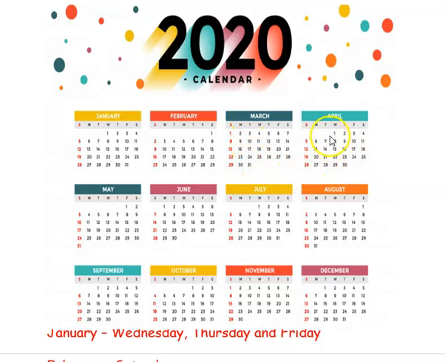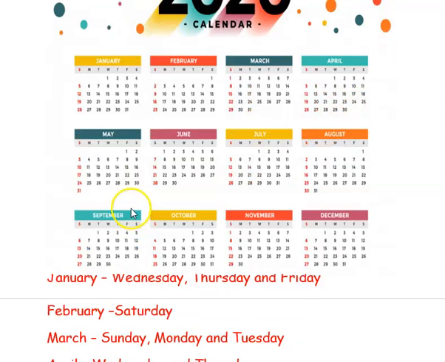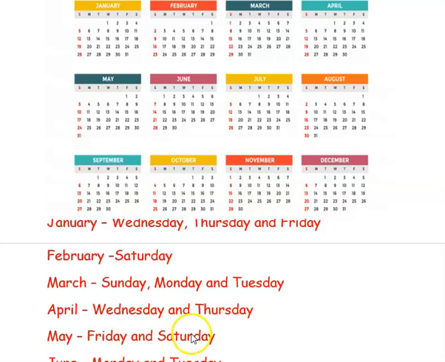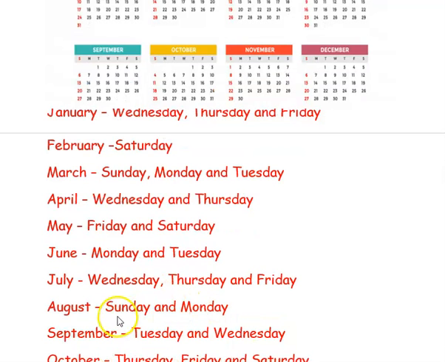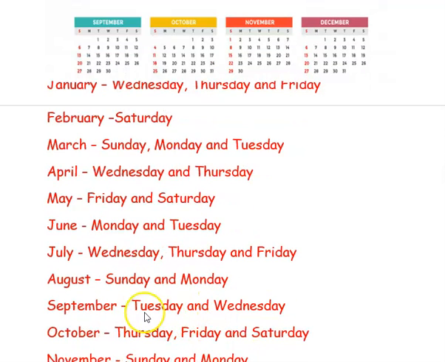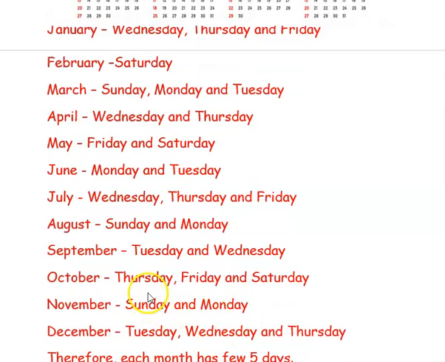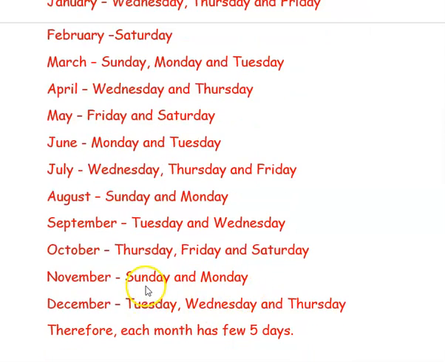Then for the month of April you have Wednesday and Thursday 5 times. In the same way, May has Friday and Saturday, June has Monday and Tuesday, July has Wednesday, Thursday and Friday repeated 5 times. August has Sunday and Monday, September Tuesday and Wednesday, October Thursday, Friday and Saturday, November Sunday and Monday, December Tuesday, Wednesday and Thursday. So therefore we can say that each month has a few days that occur 5 times.